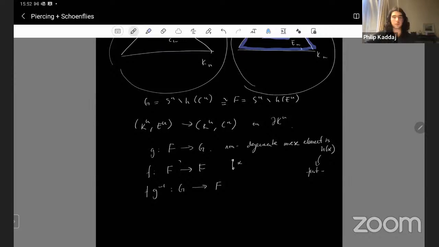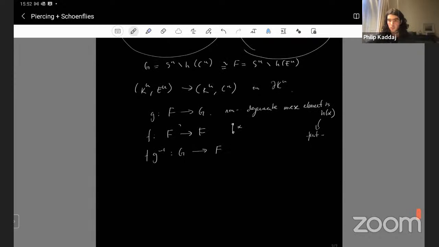I think it's very similar to how Fox and Artin showed that the complement of the three-cell was homeomorphic. We contract something and show that the complement was still homeomorphic.